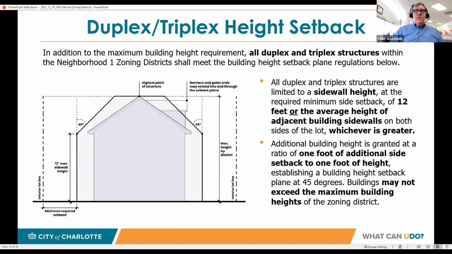Regardless of that, you can still build that structure to the maximum height allowed in that district through a 45-degree height plane. So you're not limited to just building a 12-foot tall house, but that is your sidewall height. And then you've got to start pitching in that roof line until you get to that maximum height. So that's a little technical, but hopefully the diagram and the language in the UDO will help explain that a little bit better than I maybe just did. And we can take questions on that as we go.